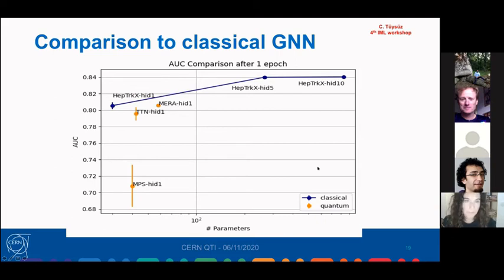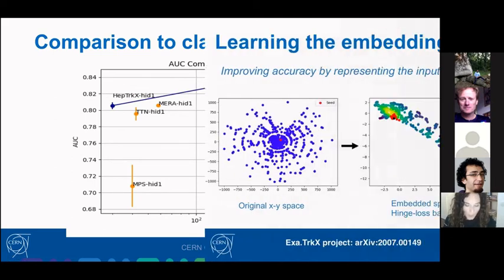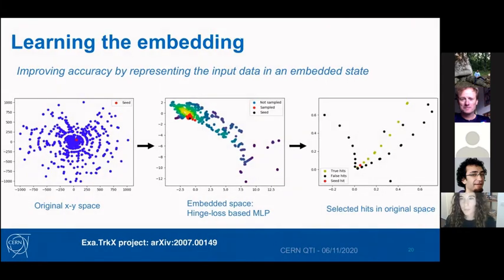I think I still have some time, right? I wanted to quickly touch on the embedding part.